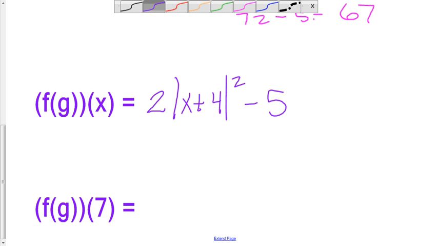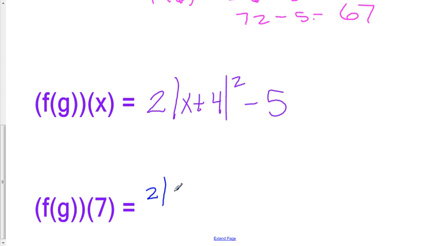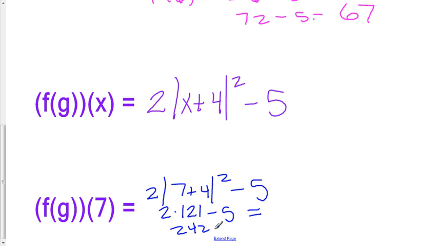Now, since we have what f composition g of x is, we can figure out this bottom one, f composition g of 7, by using our expression here. 2 times the absolute value of 7 plus 4 squared minus 5. 7 plus 4 is 11. Absolute value of 11 is still 11. 11 squared is 121. And 2 times 121 is 242. Minus 5 is 237.